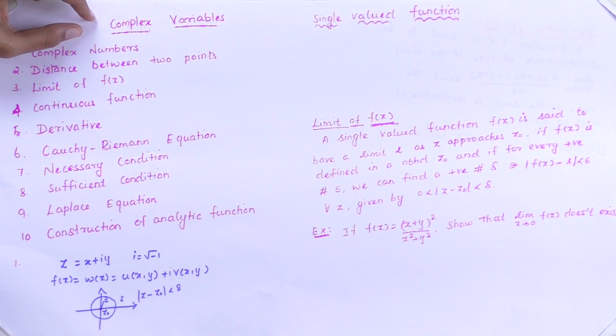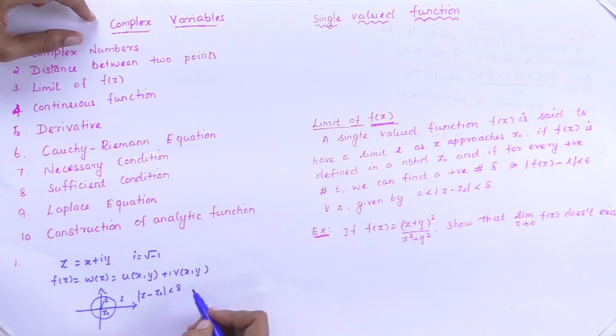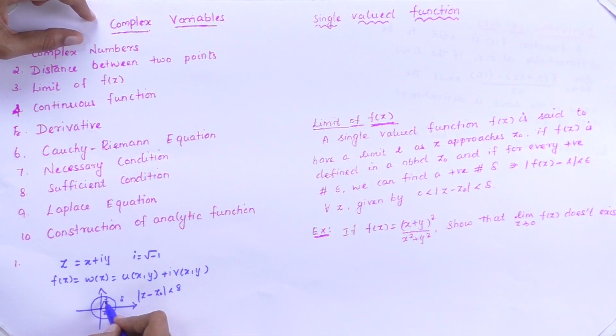So from this we are saying that the distance between the 2 points is denoted by modulus of z minus z0. In the complex plane with the radius delta, modulus of z minus z0 which is less than delta is called the disk, circular disk. And the point z is called the neighborhood of z0, which is near to the point z.